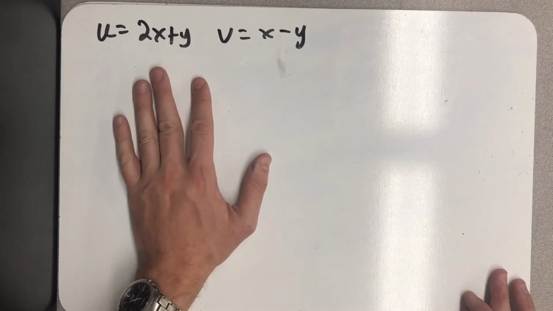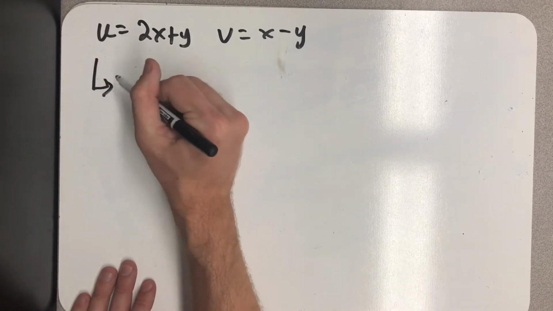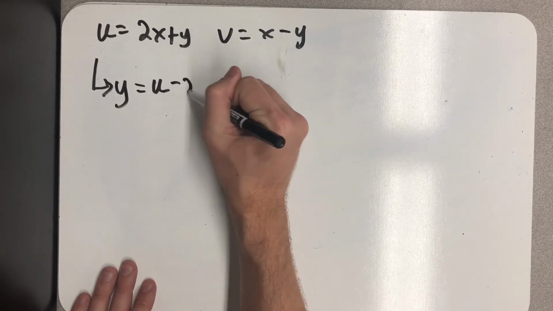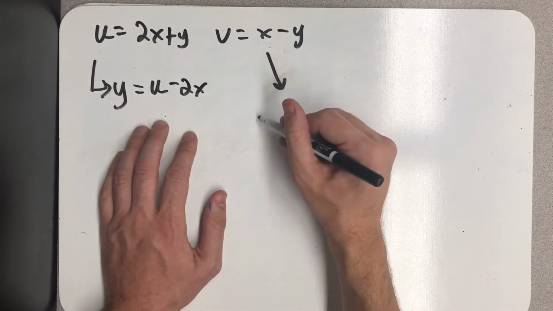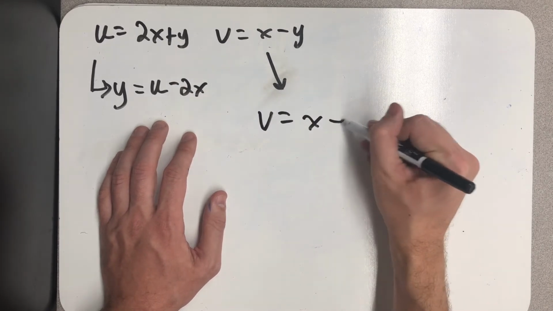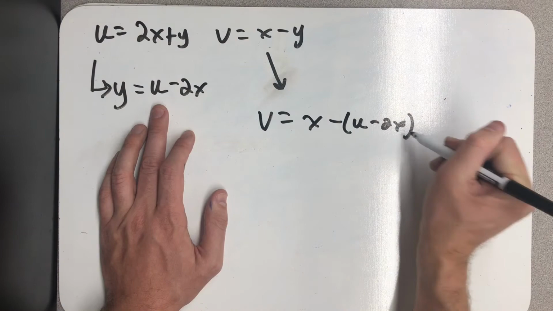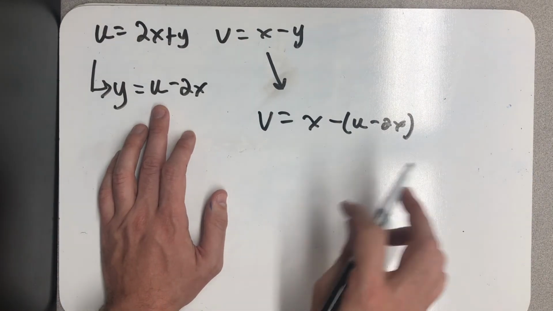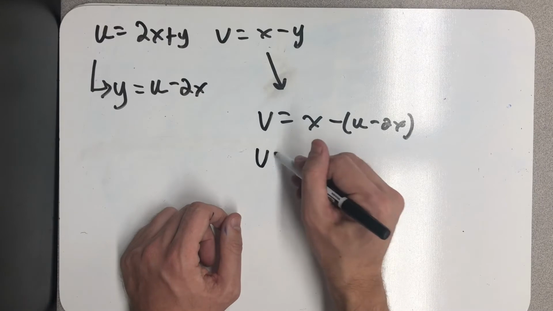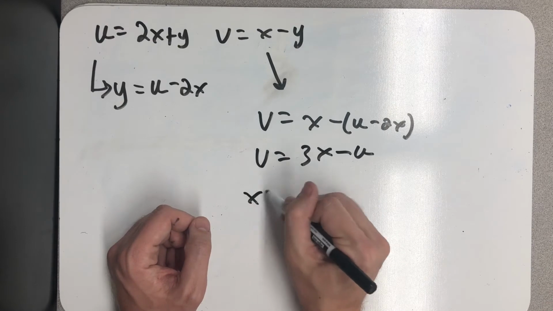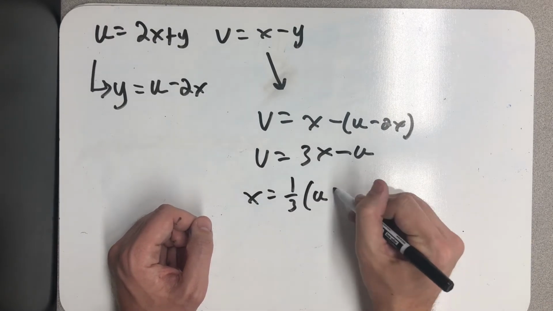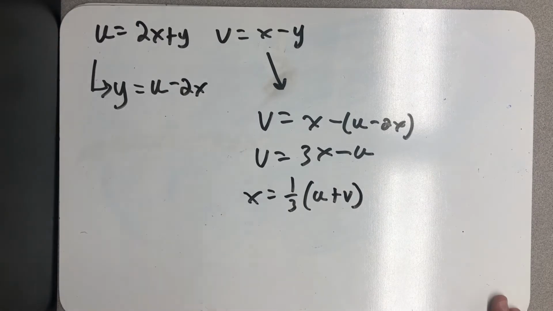So I'm going to start with this equation, and I'm going to get y by itself. y is equal to u minus 2x. Just take 2x away from both sides. What I can do is take this expression for y and plug it into this function. So v equals x minus (u minus 2x). So now I have an equation that only has x's, u's, and v's in it, so I can get x by itself. So let's see, that's going to be 3x minus u. So x is equal to 1/3 (u plus v).